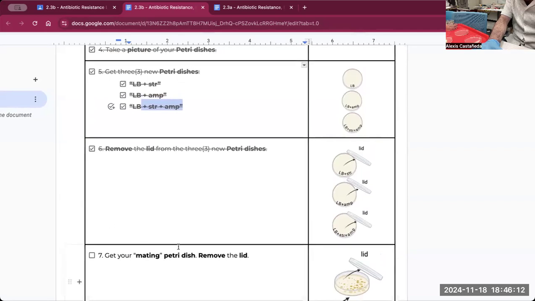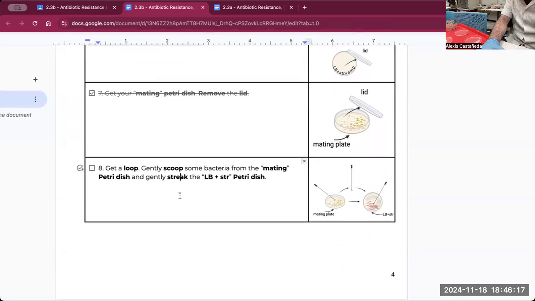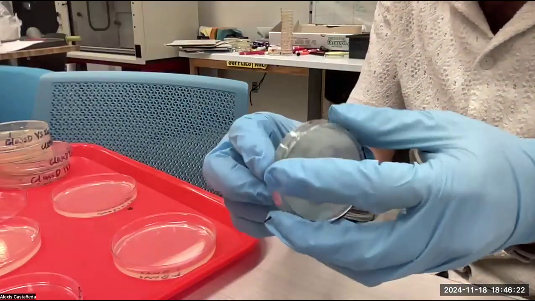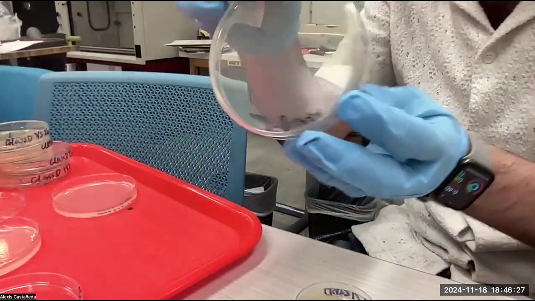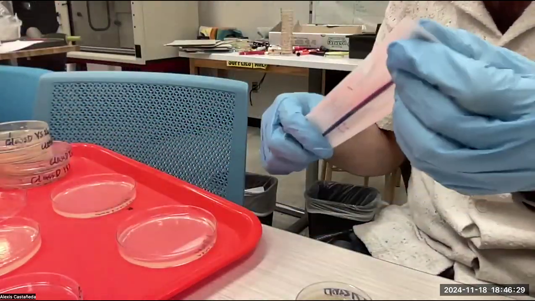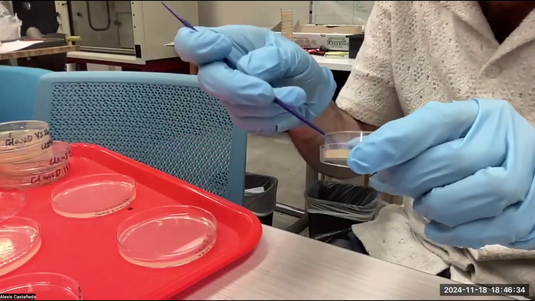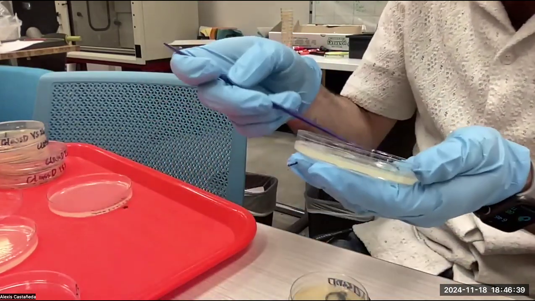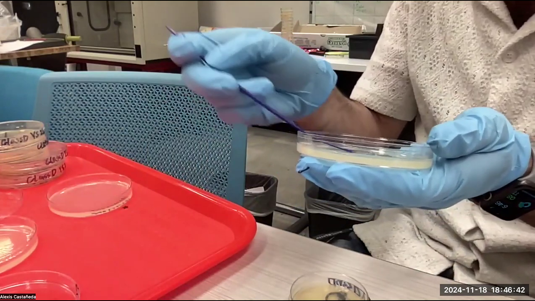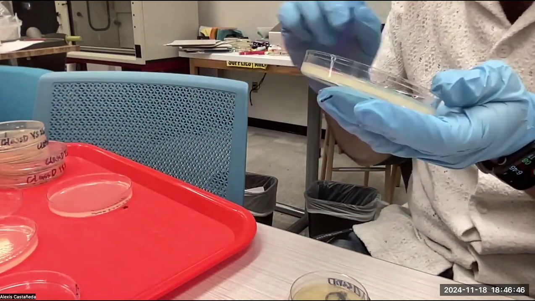So coming back here, we remove the lid from the 3 Petri dishes. We're going to grab this mating plate and remove this lid. And we're going to take bacteria and streak the plate that says LB plus STR. So I'm going to take the top of this. I'm going to grab a loop and put it on this plate here, the one that says LB plus STR. I'm going to take bacteria from here and streak, which is just another fancy word for spread. I'm going to streak right on top of this plate all over the whole surface. Make sure that there's plenty of bacteria all over the place for these bacteria to grow and to see what happens to them.